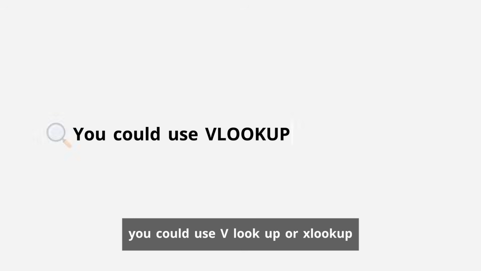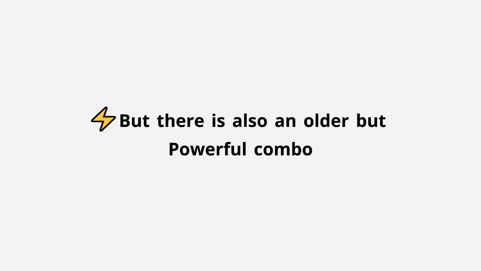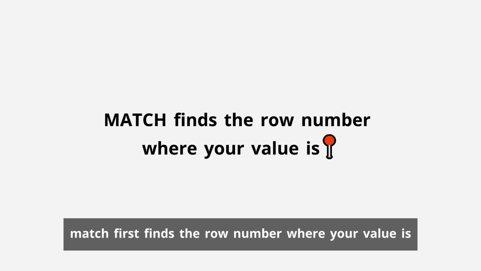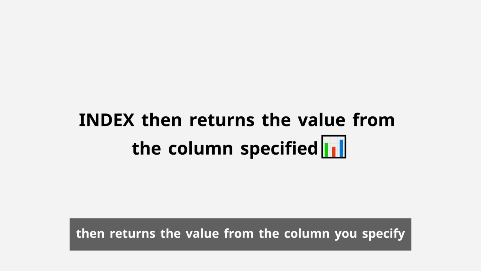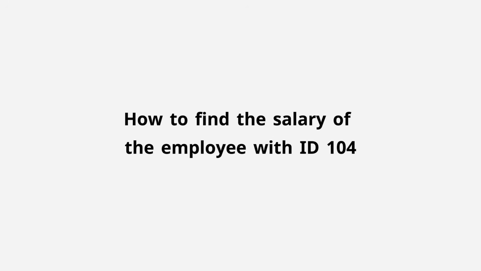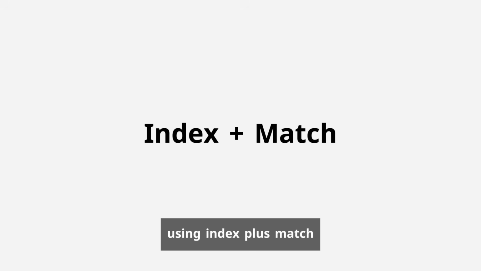You could use VLOOKUP or XLOOKUP, but there's also an older but powerful combo, INDEX+MATCH. Match first finds the row number where your value is. Index then returns the value from the column you specify. How to find the salary of the employee with ID 104 using INDEX+MATCH.